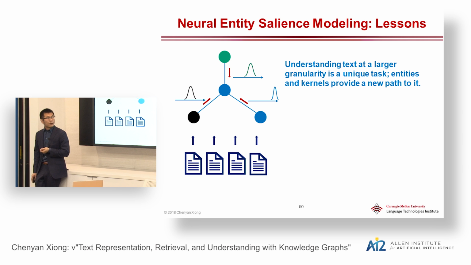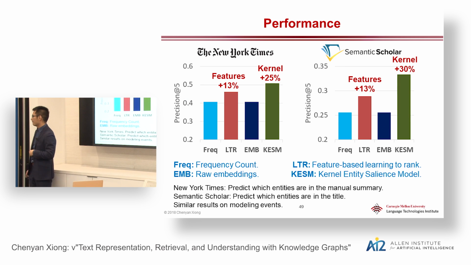So a quick recap here. Yes? Do you have intuitions why precision is very low? Like the absolute precision, not relative. I think it's actually pretty high. I think 0.4 is pretty high. For Semantic Scholar, there are only very few entities that appear in the title, two or three. So your positive examples are very few. So if you pick some, I think it's not an easy task, right?